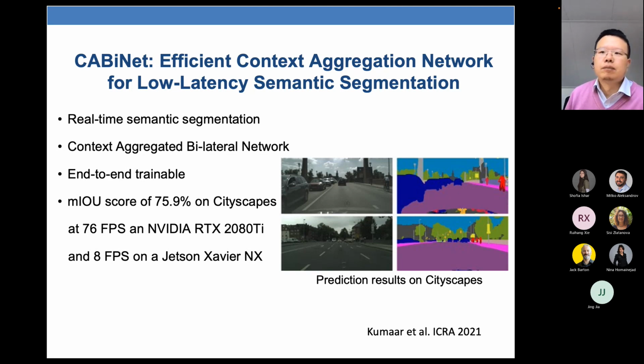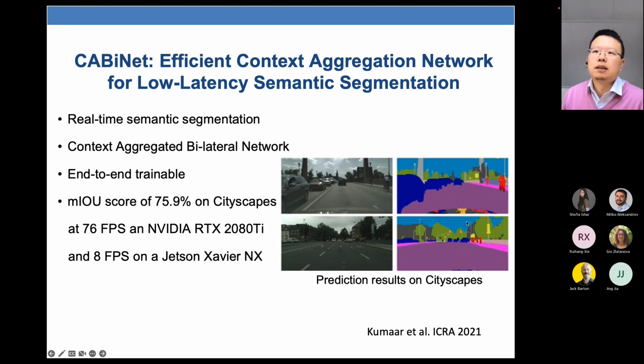This is the work we did last year for ICRA, the robotics conference, back in 2021. It's called real-time semantic segmentation. On the right side, you will see the Cityscapes images, and then the prediction result. You will see those are the cars and the road, and then the pedestrians and some of the sky. More or less it's actually fine. The mean IOU score for Cityscapes that we can get is almost 76%.